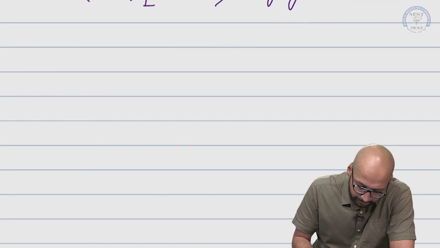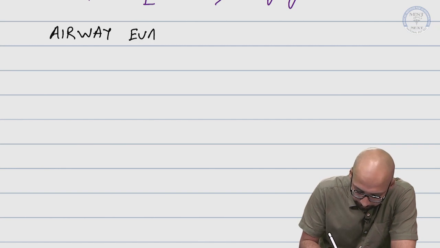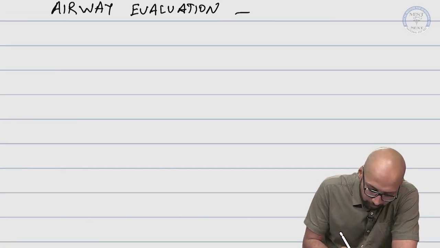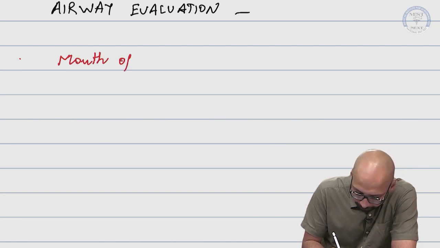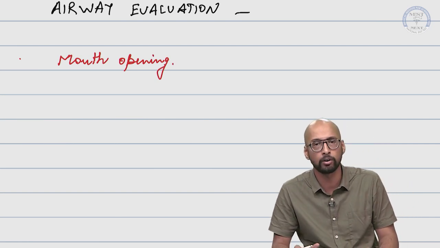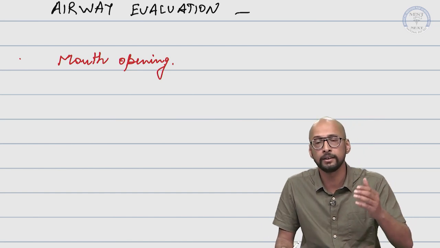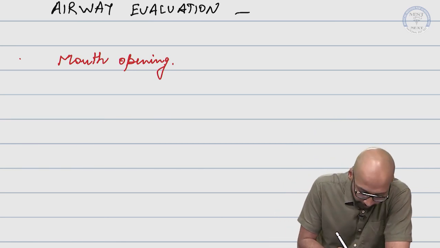So the next point is airway evaluation. Now what are the things we have to look at in airway evaluation? First of all, we see the mouth opening of the patient. Whether the patient is able to open his mouth properly or not, because we need to introduce a laryngoscope. Then under direct laryngoscopy, we need to introduce an endotracheal tube.